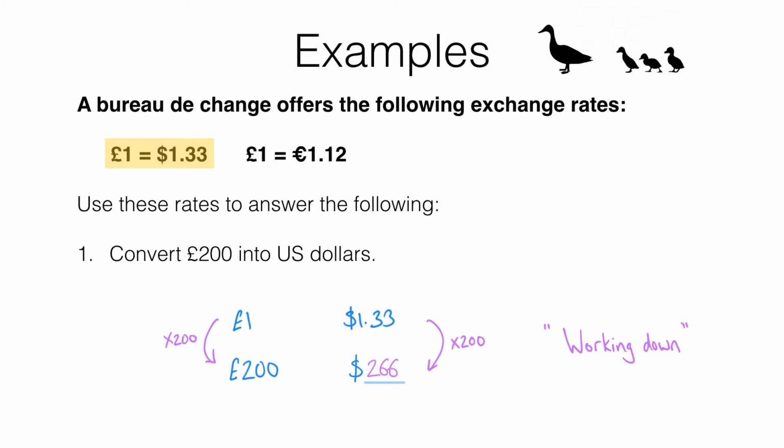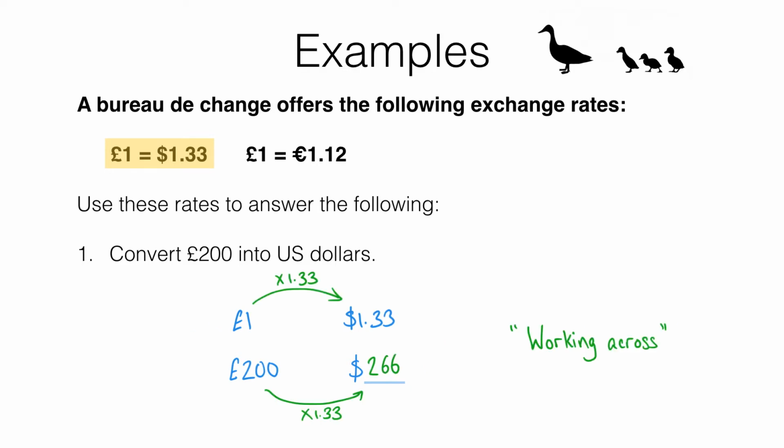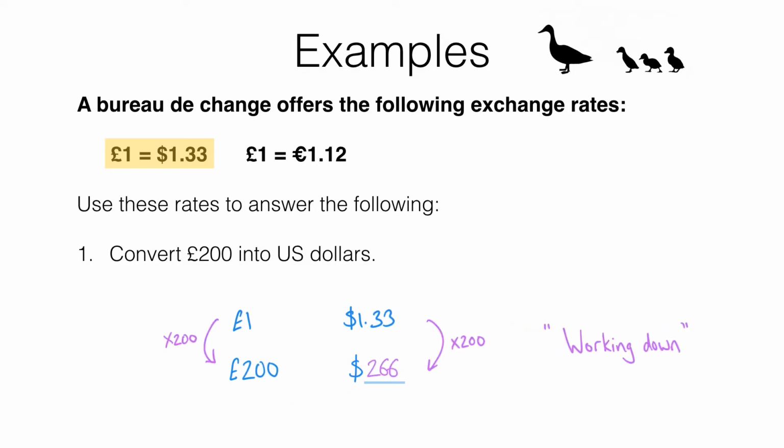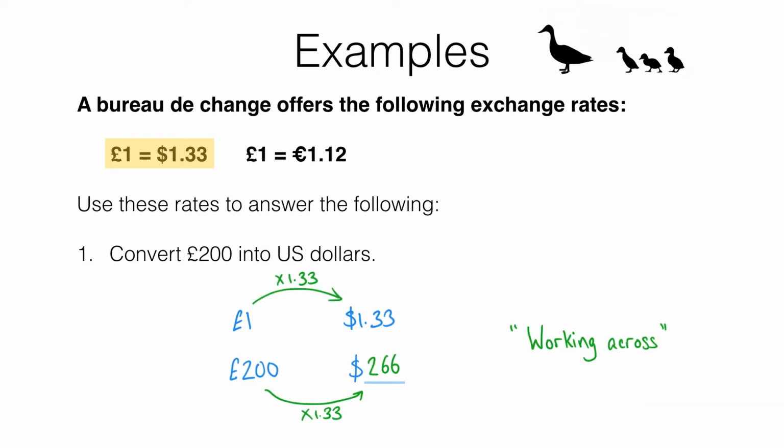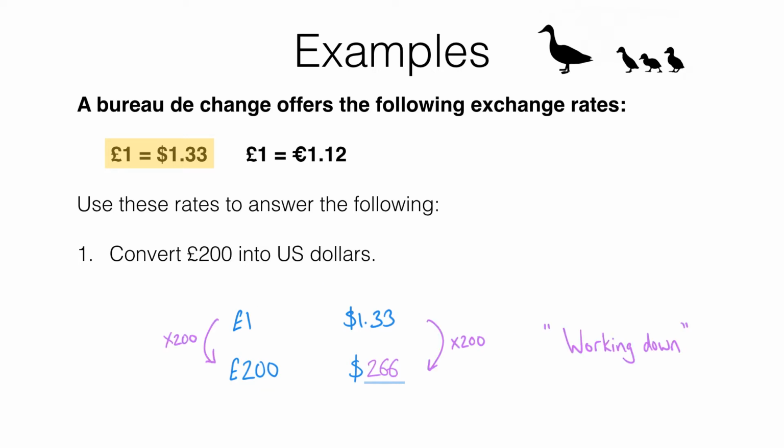Now, I think it's really worthwhile becoming comfortable with both ideas, working across and working down. That's because in some situations it will be easier to work across, so that's what you'll want to do. And in other situations, it will be easier to work downwards, so that's what you'll want to do. You'll see what I mean when we look at the remaining examples.